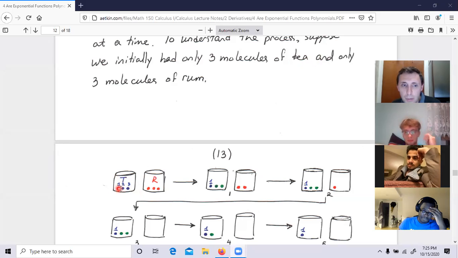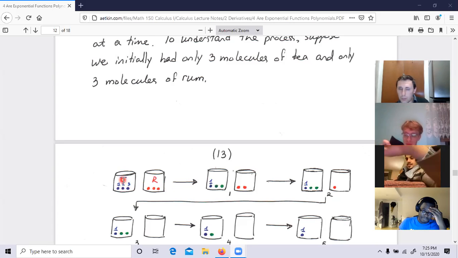Good. So we have 3 and 3. Now, the question is, guys, you focus on molecule number 1. Let's calculate the probability molecule number 1 survives the first sampling. Do you understand how it works? I sample 1 molecule from the T glass, and I replace it with 1 molecule of the other glass.